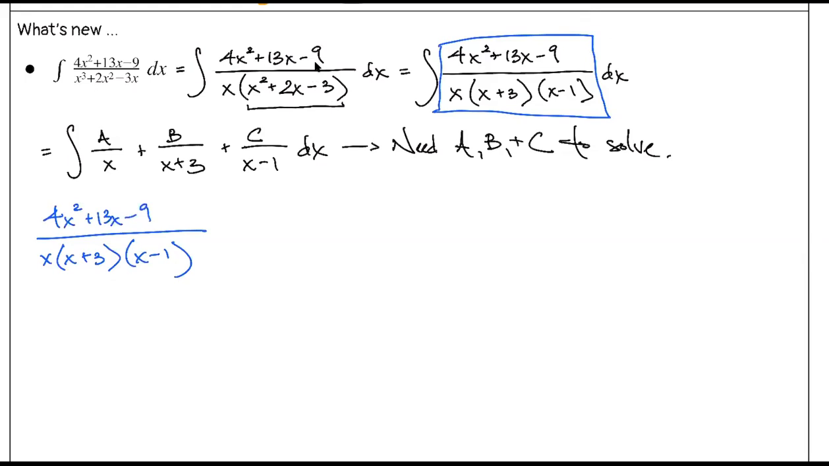Great question, Mariah. We don't need a dx next to each one because we're still considering it as one integral. As soon as you write more than one integral symbol, then you need more than one dx.